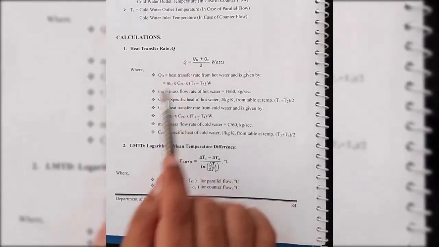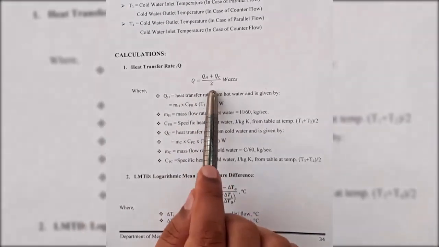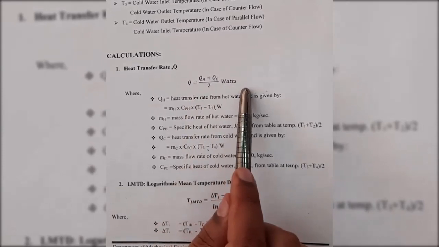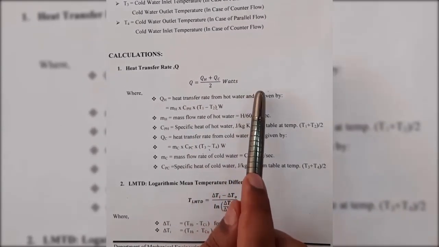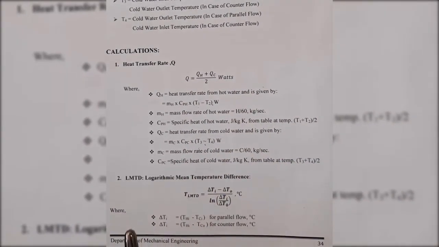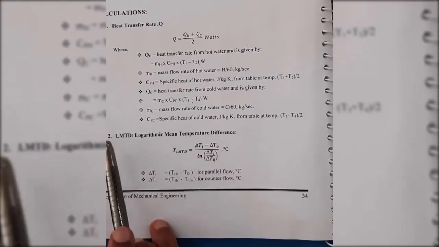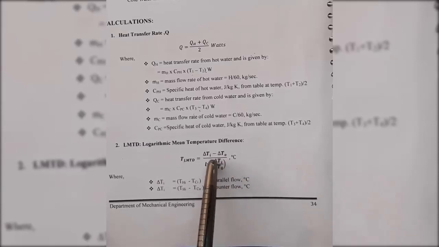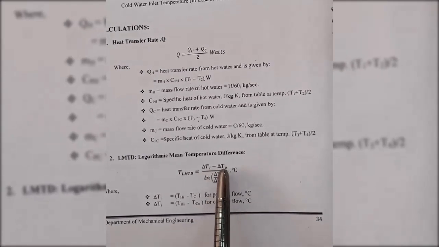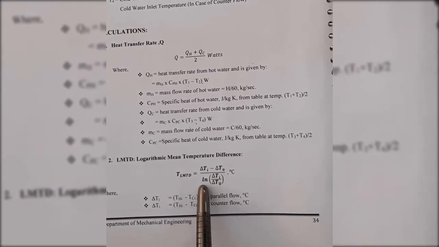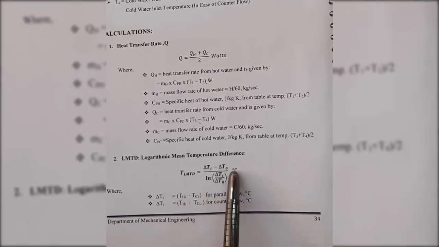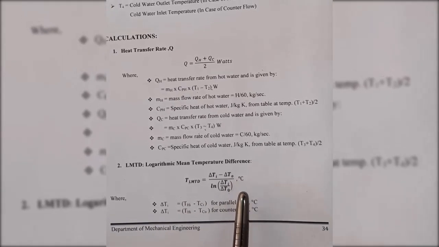Now we are going to find out (QH + QC)/2. This will give you Q, in watts, that is the heat transfer rate. Next you have the LMTD, logarithmic mean temperature difference. This is (delta Ti − delta T naught) divided by ln of (delta Ti / delta T naught). This will give the logarithmic mean temperature difference.